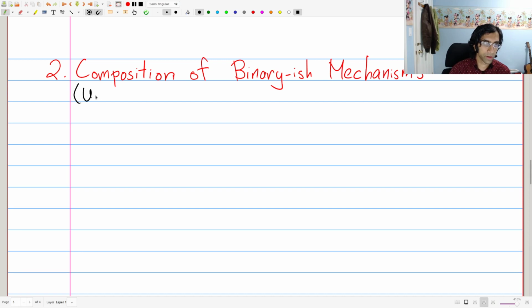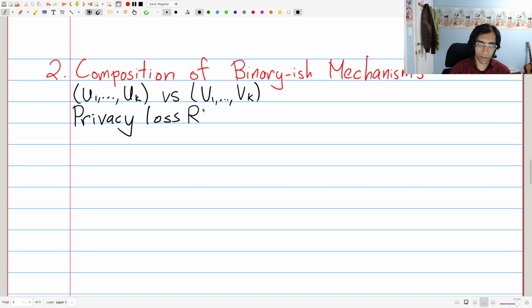In particular, we're going to want to show the privacy loss random variable for the following sequences is bounded. The sequences will be U1 through UK versus V1 through VK. We want to show that the privacy loss random variable is, in absolute value, less than or equal to epsilon with probability 1 minus delta. Recall that we were trying to prove advanced composition with parameters epsilon tilde and delta tilde, so these will be the 2 parameters we use here.